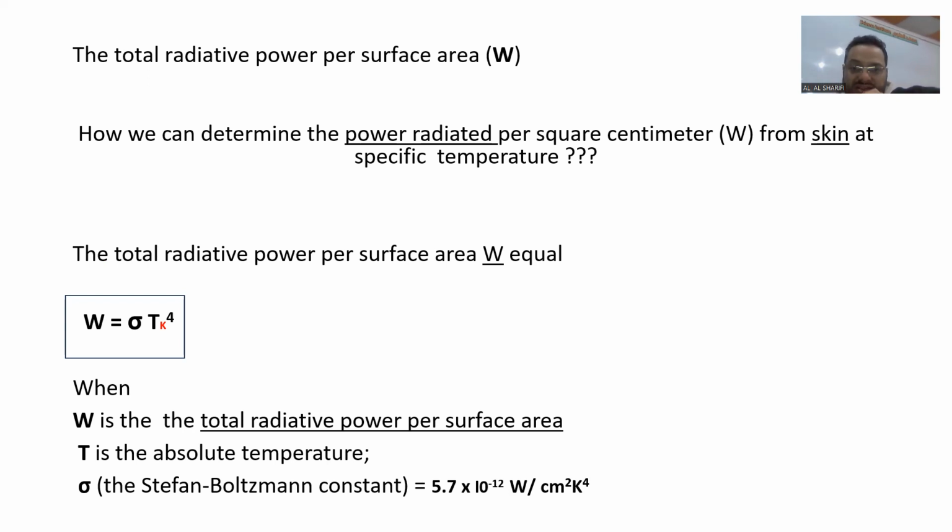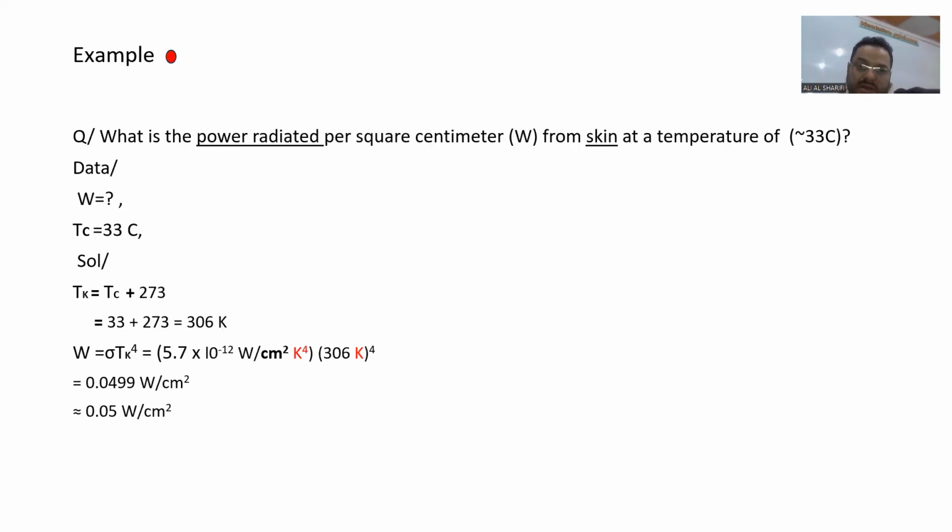How can we determine the power radiated per square centimeter from skin at a specific temperature? Actually, we will use the total power radiation formula, W equals sigma times T to the fourth power, where the unit of T is Kelvin. By using this function, we can determine the total radiation power. It's not specific like the device which the employees use to determine your temperature, but there is some similarity. We can determine something in a specific area of your body. What is the power radiated per square centimeter?